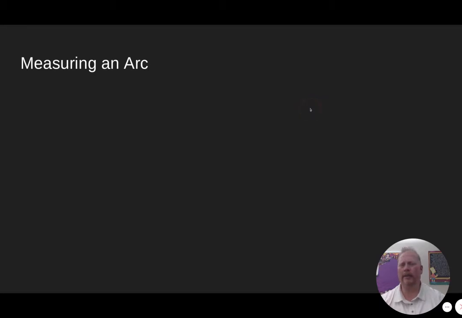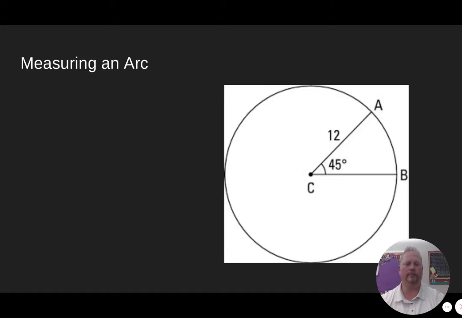Next thing I want to talk about is how to measure an arc. So there's going to be two ways that we quantify an arc, one by its measure and one by its length. So let's talk about measuring an arc first because it's easier. So here we've got a circle. We've got two radii, and I've got point A and point B on the edge of the circle. Now I see that this central angle is 45 degrees, and this is going to be so easy. It's like the easiest thing we've ever done.